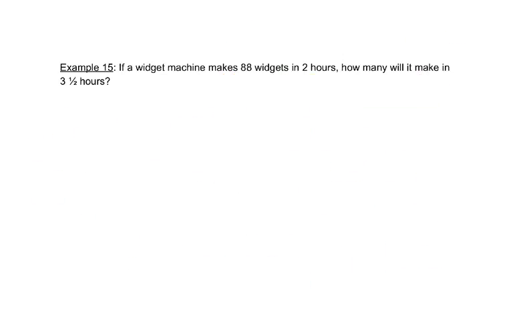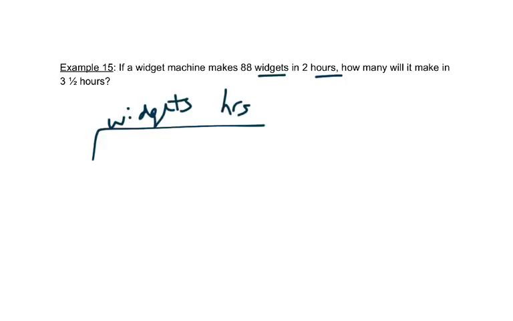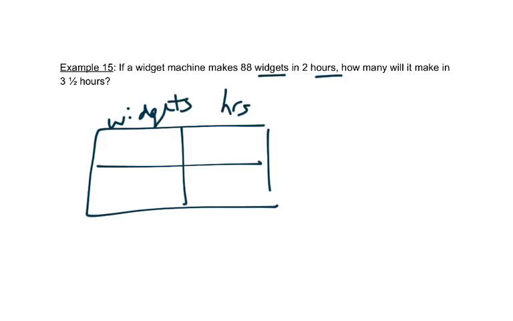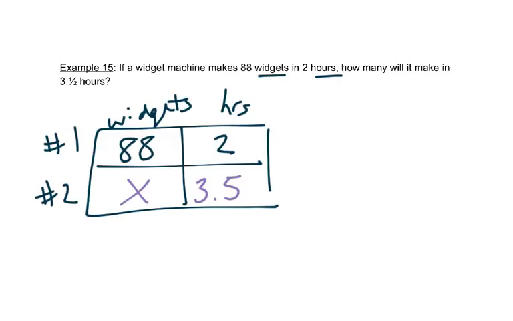If a widget machine makes 88 widgets in 2 hours, how many will it make in 3.5? So we have two units here, widgets and hours. For our box, we have two situations here. So 88 widgets in 2 hours. And we want to know how many it'll make in 3.5. I'm going to put 3.5.